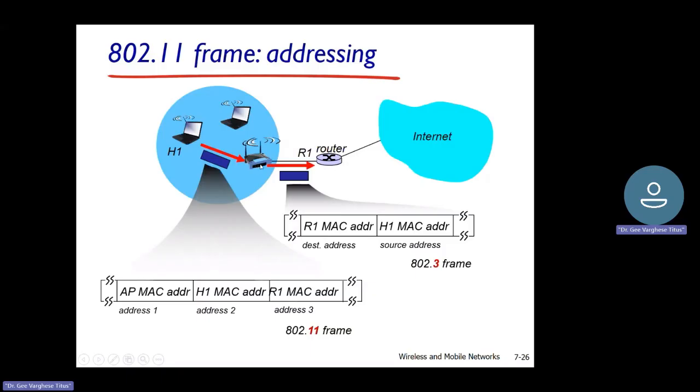And once it is going from the access point to the router, it is normally an 802.3 frame. It will have a source address and a destination address. The destination address will be the router address. The source address would be where this is originating from. That is your H1 MAC address as the source address, and it is going to the internet.